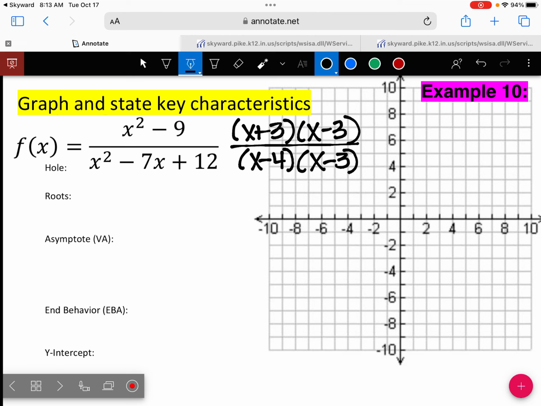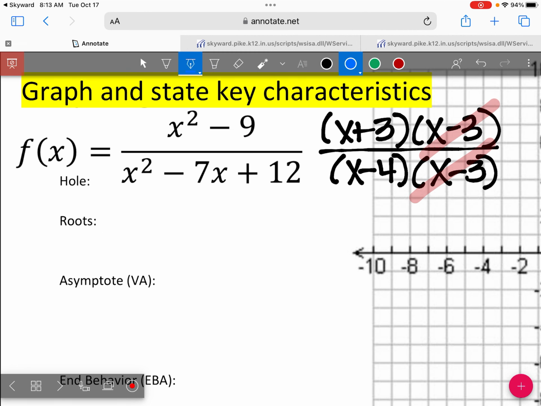So now that it's factored, what do you notice? What's going to happen? Does something cancel out? There's a hole, yeah. There is a hole, so we can cancel something out. This cancels out. Because I can cancel out a factor, I'm going to take that factor that canceled, which is x minus 3, set that equal to 0. I have a hole at x equals 3, and don't let me forget to put that on the graph.